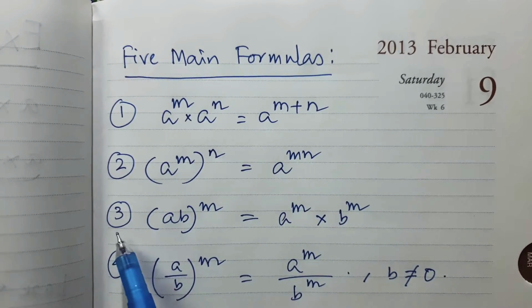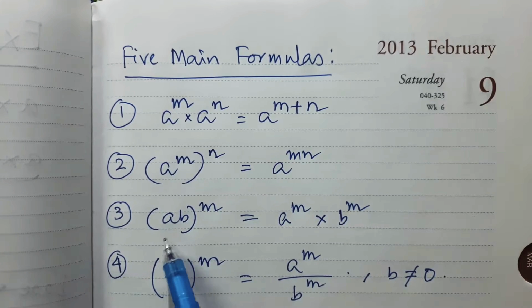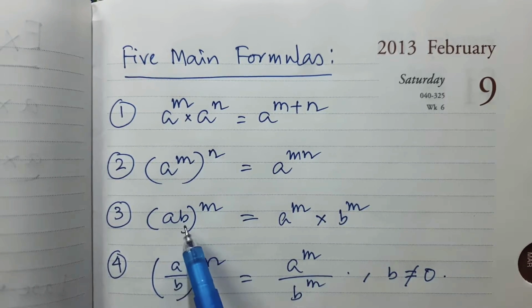This is formula number 3. In this formula, 2 bases are there, that is a and b, and there is a multiplication between them, that is a into b.